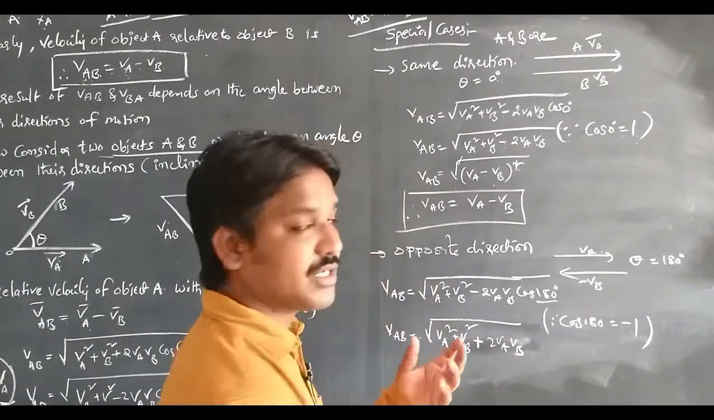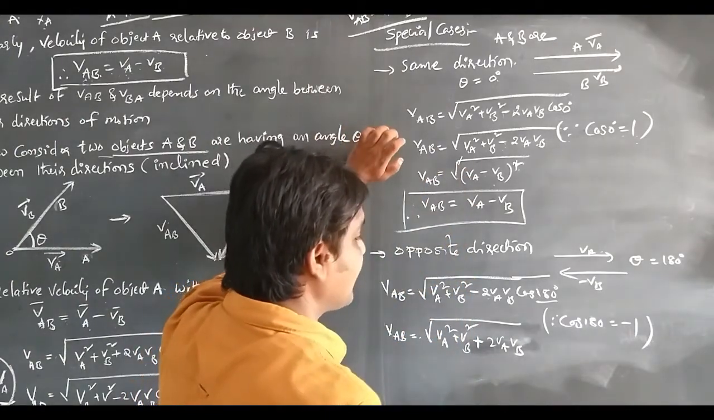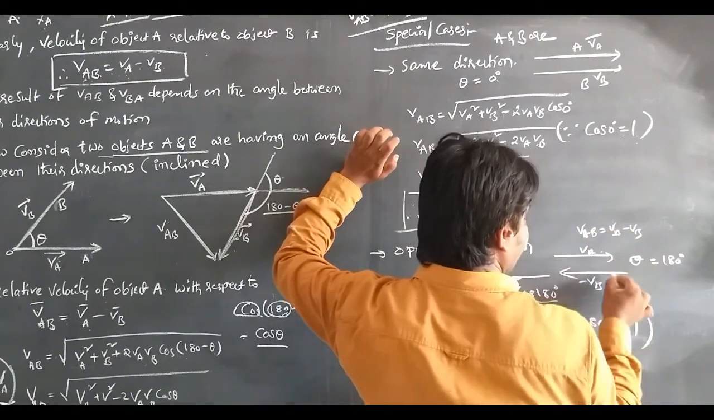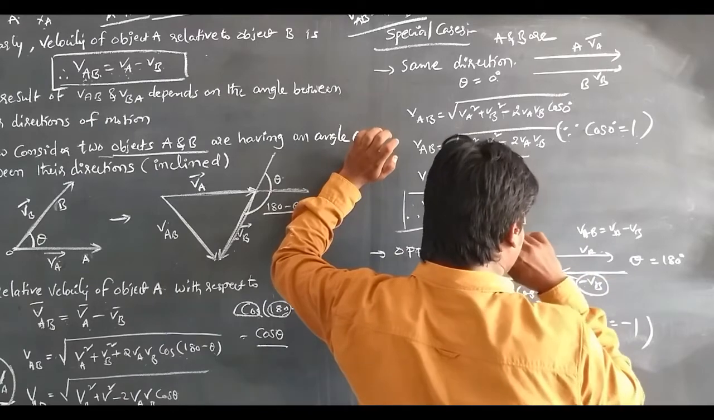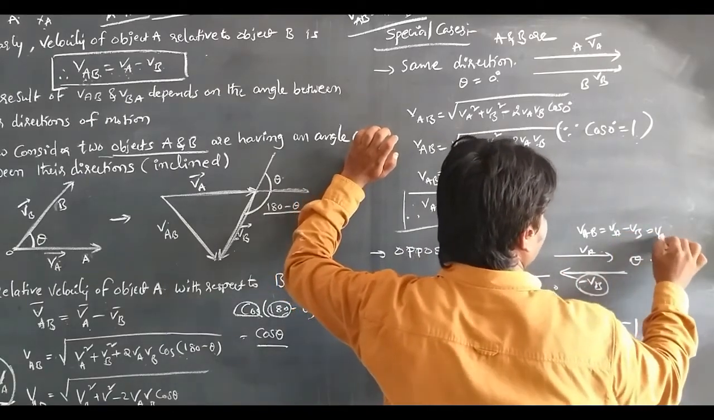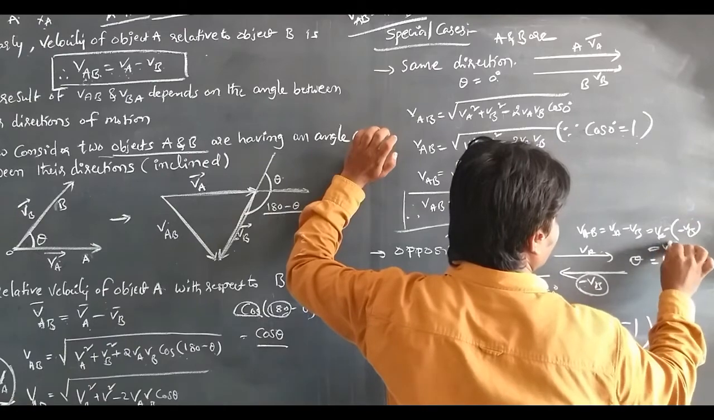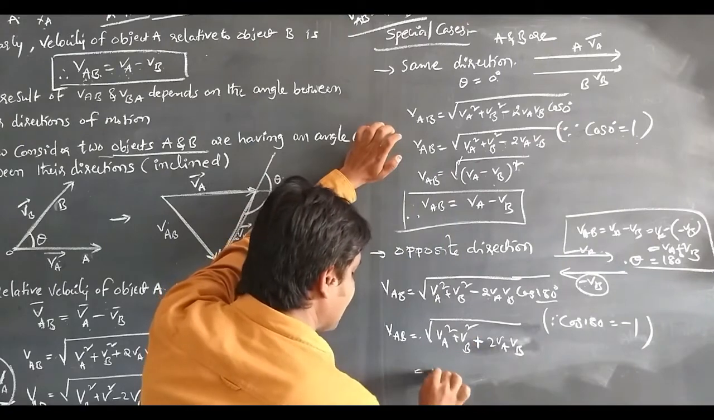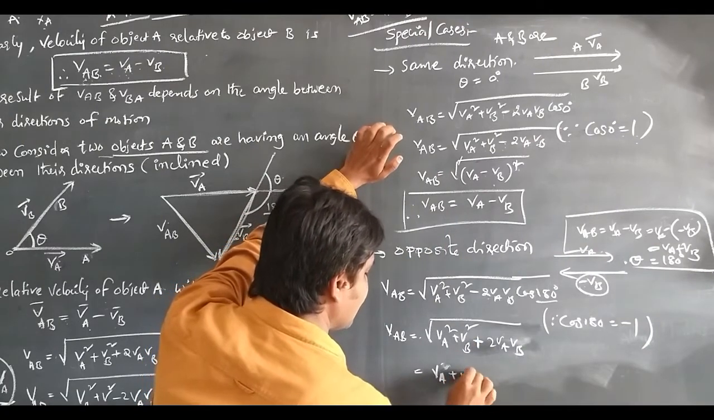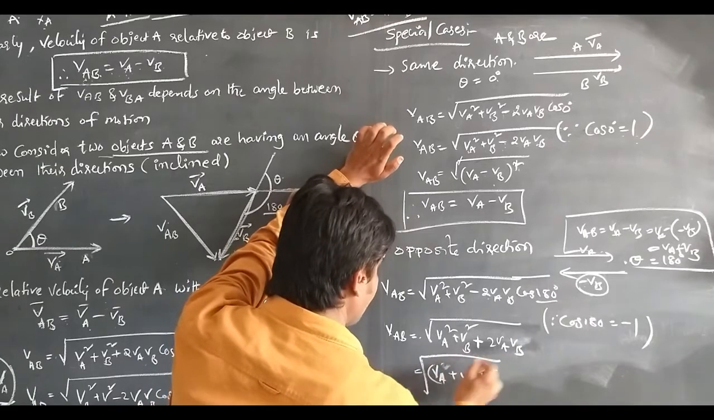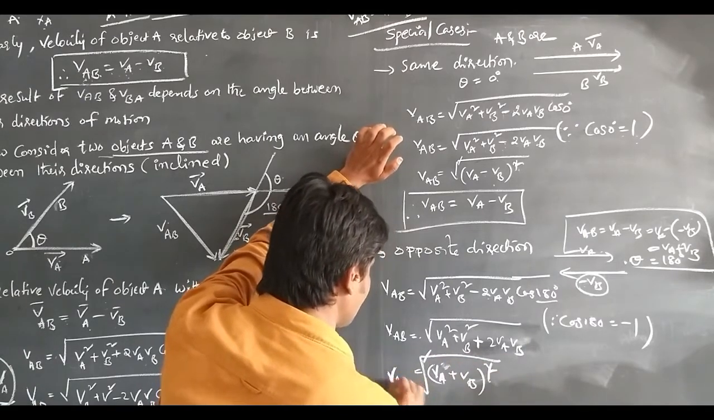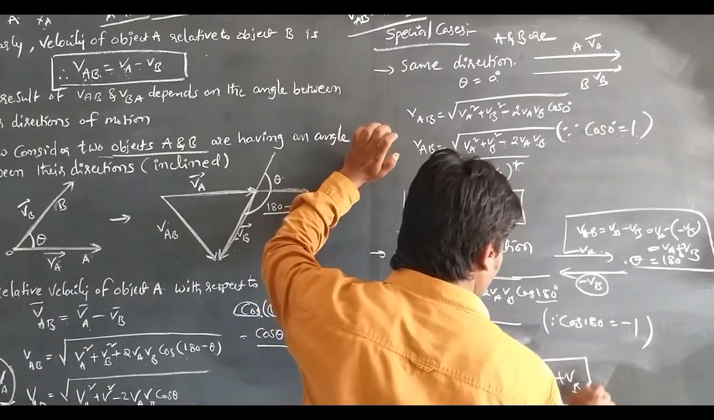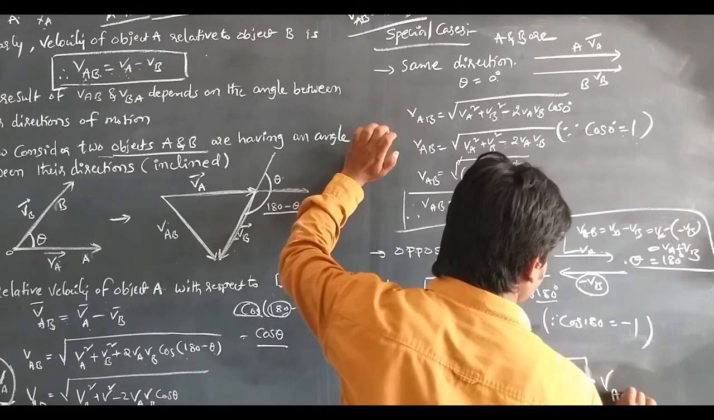From that equation, whenever the two bodies are in motion, we can write Vab is equal to Va minus Vb. In case this one is in the opposite direction, minus Vb is considered as negative. So minus of Va minus of minus Vb, then we can get Va plus Vb. Same if we clarify this one, we get the same value, root of (Va plus Vb) whole square, the root and square get cancelled, Vab is equal to Va plus Vb. So if they are in opposite directions also, we can get the same thing.